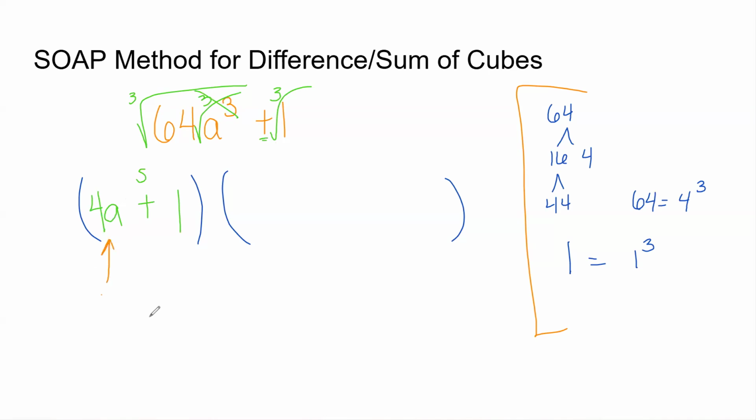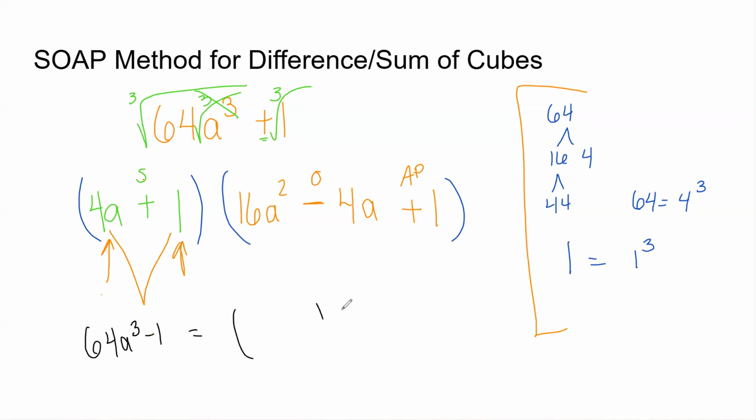Take this front guy, square it. 4 squared is 16, a squared is a squared. Back guy, square it. 1 squared is 1, and that's always positive because anything squared is positive. Multiply these together. That's 4a, and do the opposite sign from the little guy. Same, opposite, always positive. So the factorization of 64a cubed plus 1 is 4a plus 1 and 16a squared minus 4a plus 1.